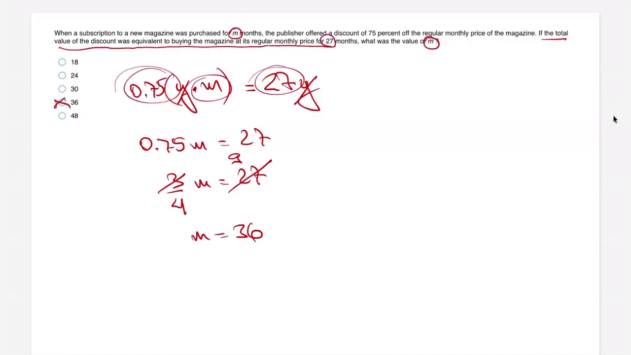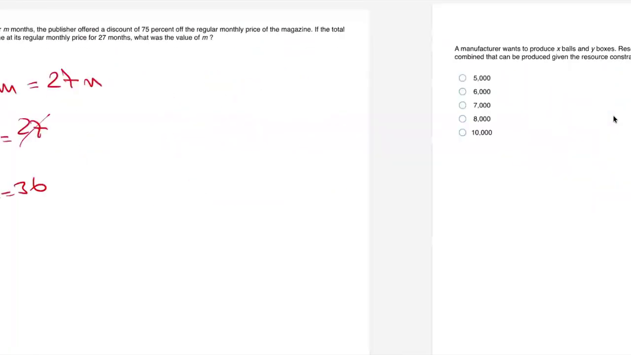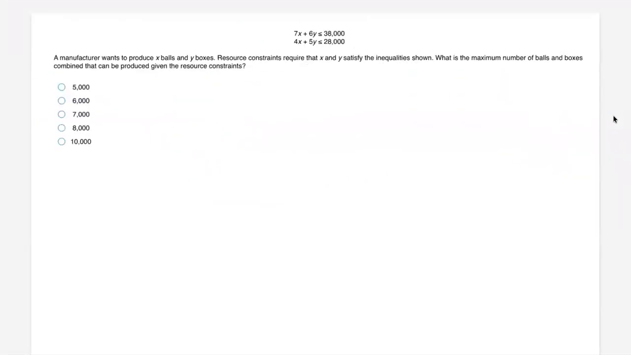Okay. Next one. This seems too complicated, but it's very easy. But even so, I'll give you guys 2 minutes.